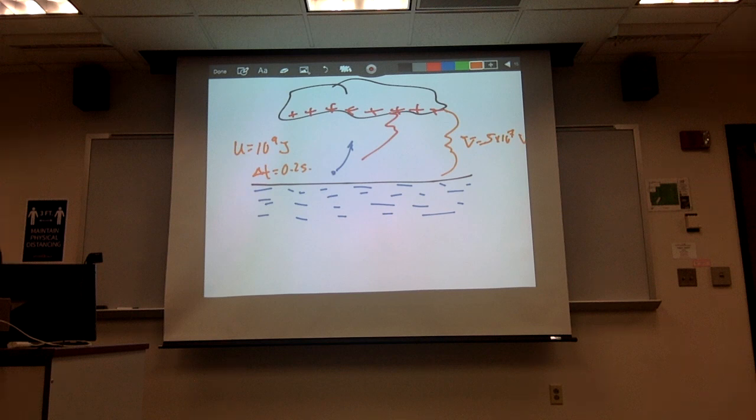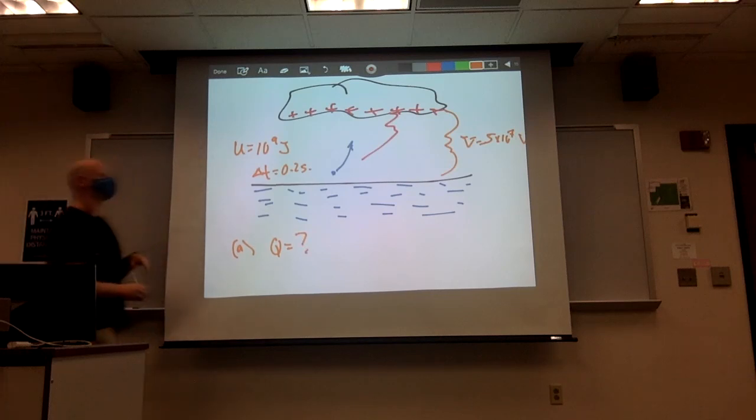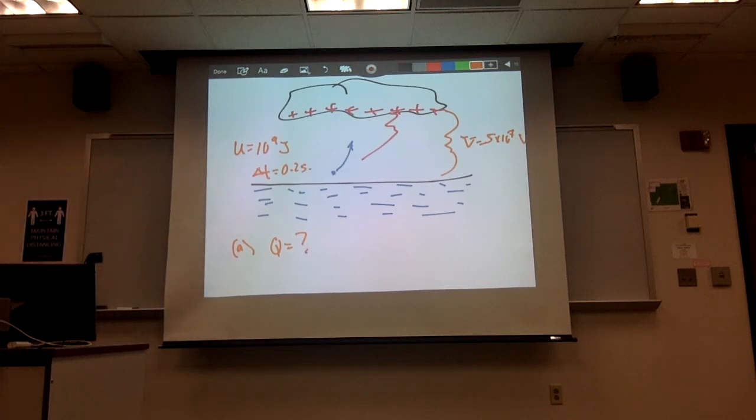So the first thing I want to know in part A is, what's the total amount of charge? How much charge is pulled from the Earth to put it into the cloud? This is what I want to know. Okay. We'll do this.